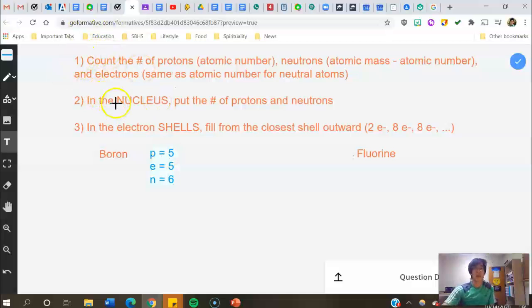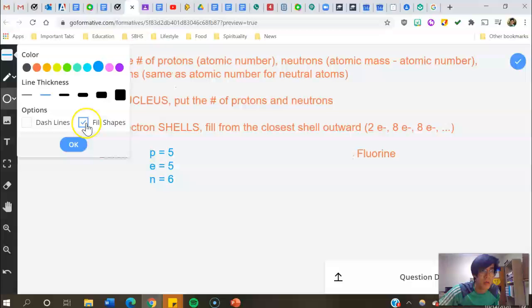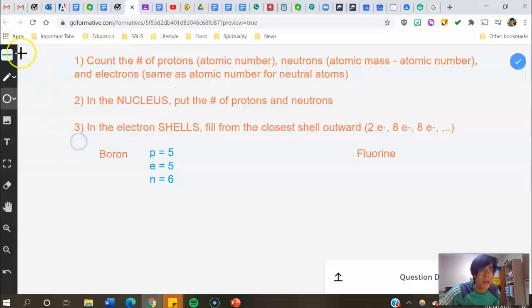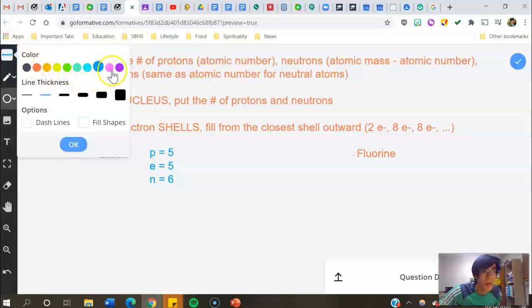Okay, so that's what we did for the first step. Now the second step, we're going to draw the nucleus, and we're just going to put the number of protons and neutrons just so that it saves time, because what I care more about is actually the electrons, and we'll explain later why. So use the circle, the shape function right here. You're going to press circle and make sure it's an open circle, so you're not going to fill in the shape. And let's make the nucleus purple. All right, so I'm going to draw a circle like that. Let's put it down here.